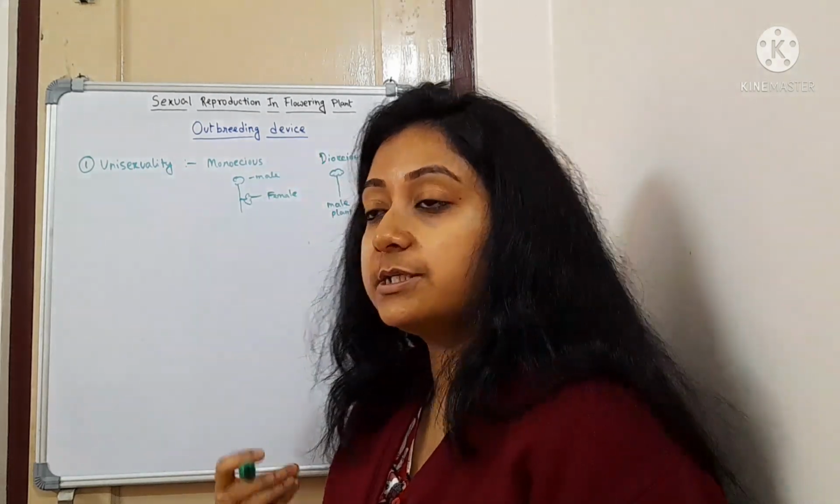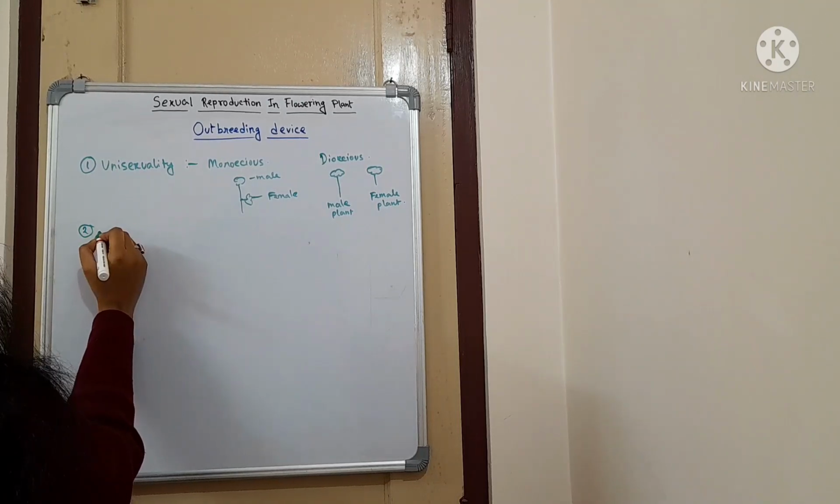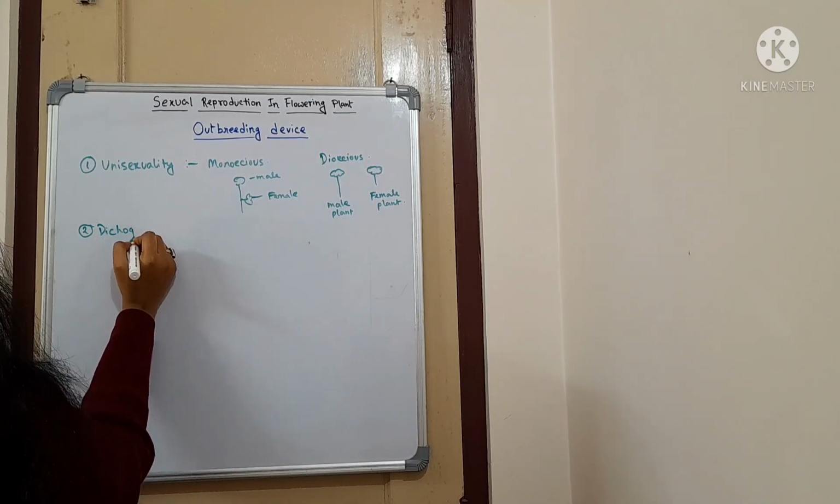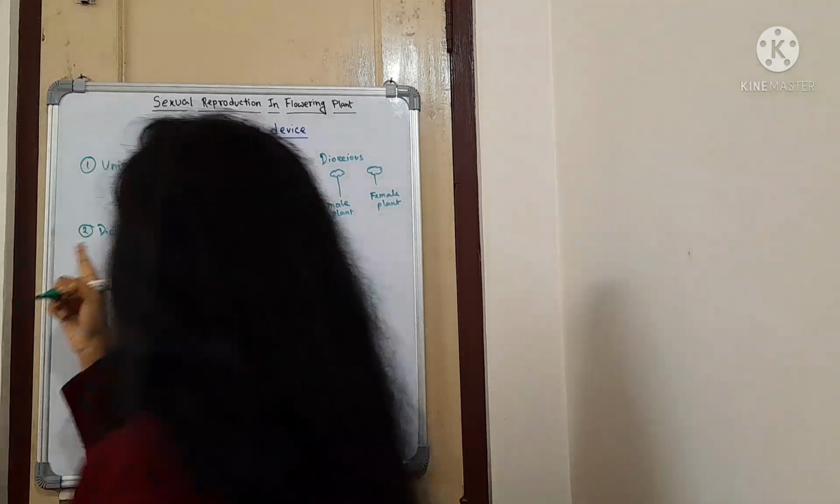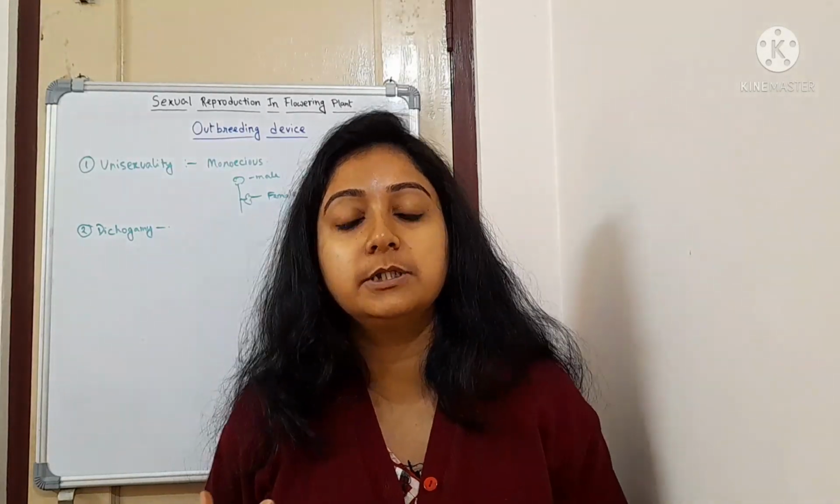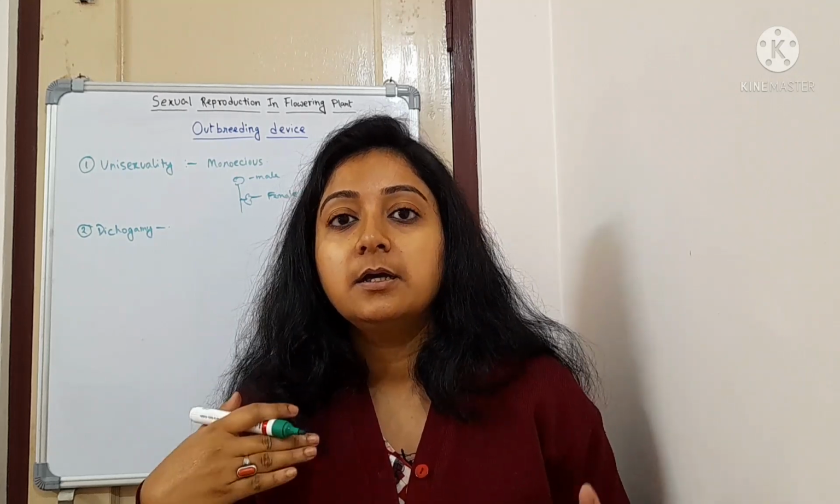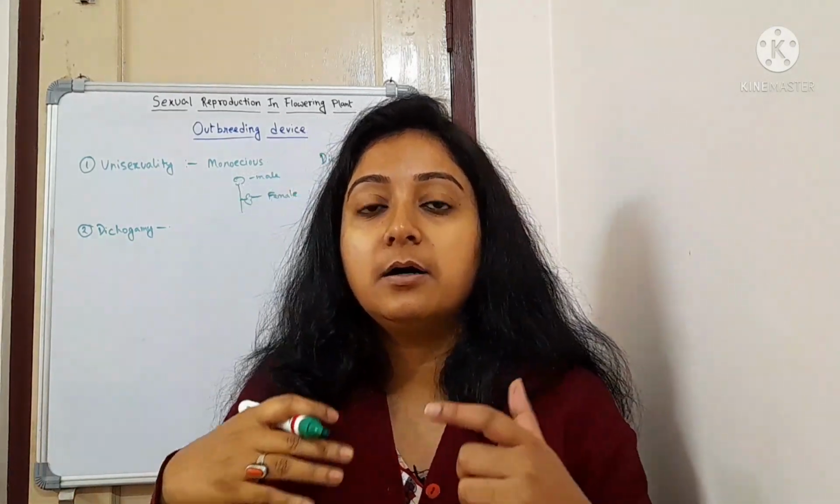Now the second device or the second tool which a plant can have is considered as dichogamy. That event is considered as dichogamy. So what is dichogamy? That means the formation and the maturation of the male and the female parts at different times. Okay, chrono means chronology, dichogamy, that means the chronology of the gametes, that means the timing of the maturation of the gametes at two different times, that is considered as dichogamy.